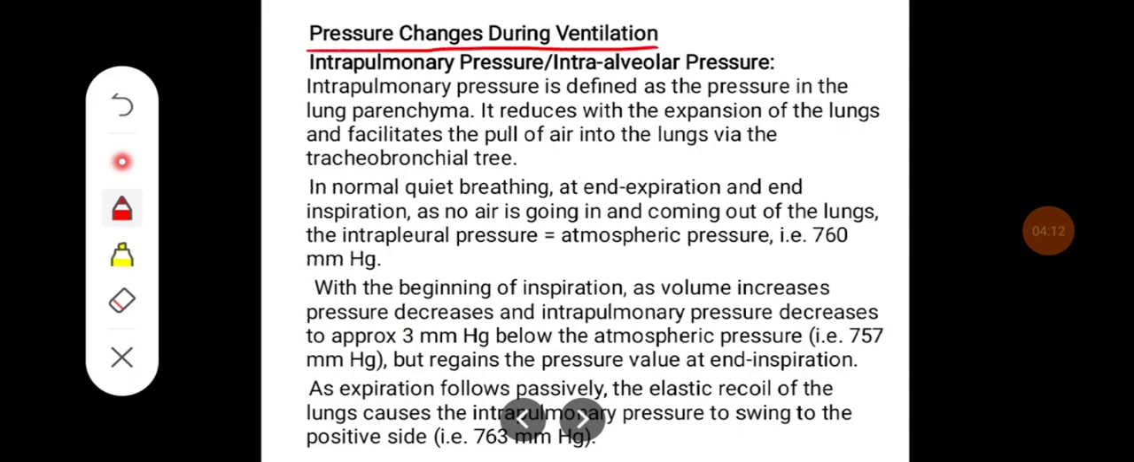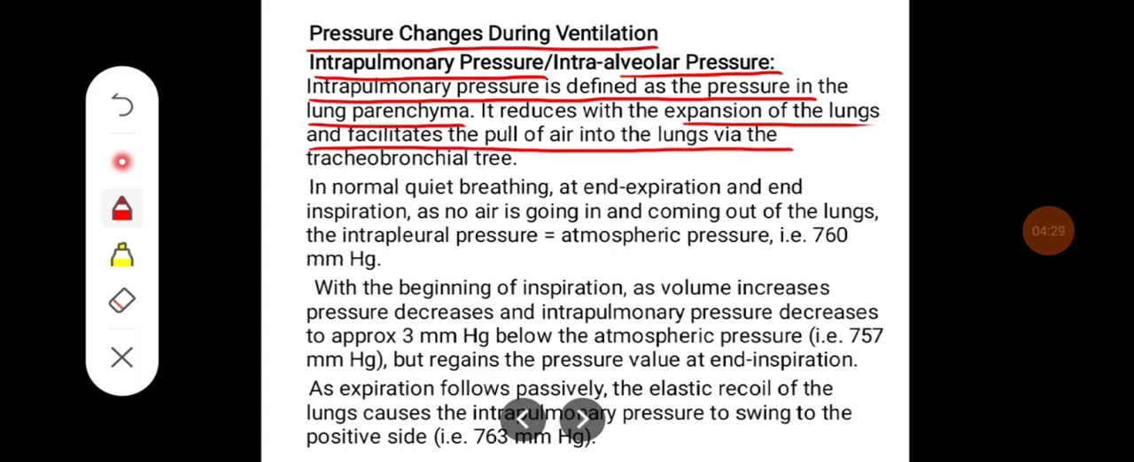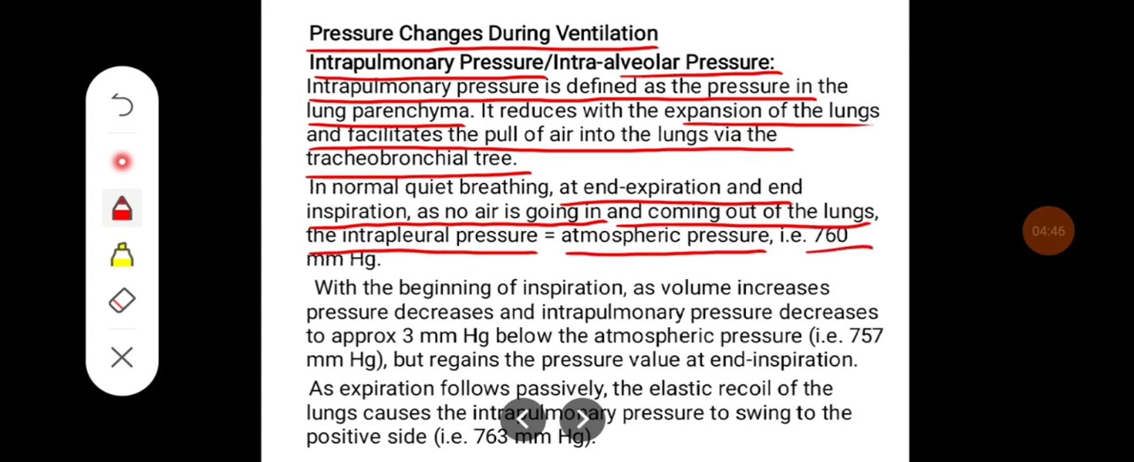Pressure changes during ventilation. The intrapulmonary pressure and intraalveolar pressures. Intrapulmonary pressure is defined as the pressure in the lung parenchyma. It reduces with expansion of the lungs and facilitates the pull of air into the lungs via tracheobronchial tree. In quiet breathing, at the end of expiration and end of inspiration, as no air is going in or coming out of the lungs, the intrapulmonary pressure is equal to atmospheric pressure, that is around 760 mm of Hg.